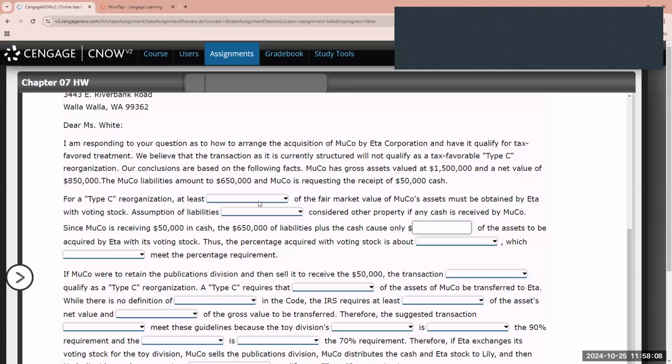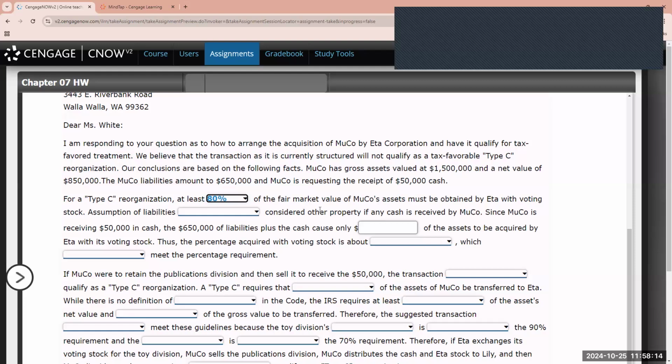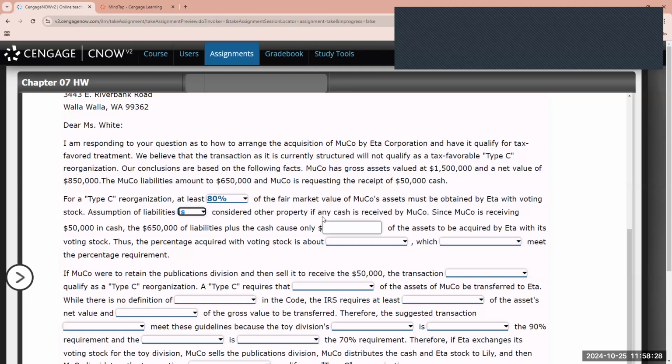As we mentioned earlier, for Type C reorganization, at least not 20, not 50, but 80% of the fair market value of Muco's assets must be obtained by Etta with voting stock. Assumption of liabilities is considered other property if any cash is received by Muco. So since Muco is receiving $50,000 in cash, the $650,000 of liability plus the cash causes only $800,000 of the assets to be acquired by Etta with its voting stock.